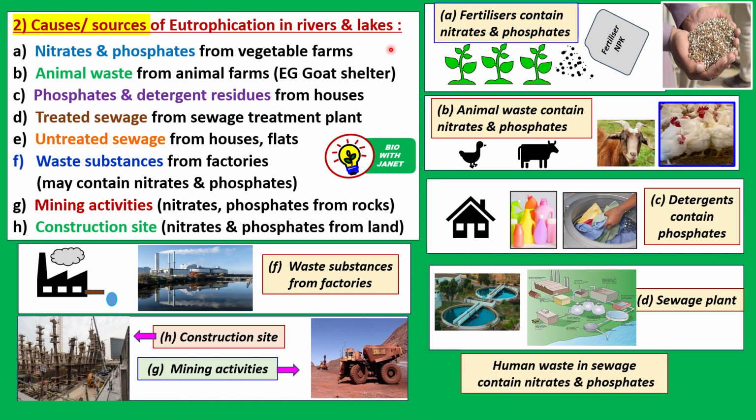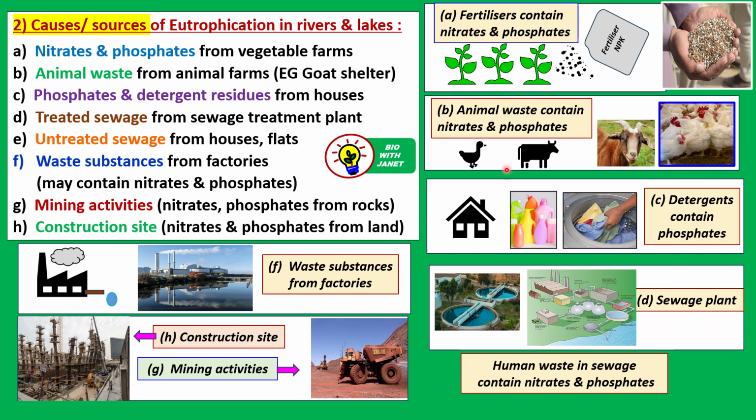Now, based on the textbook, there are other sources of eutrophication in rivers and lakes. All right. Now, let's go through the whole list. Nitrates and phosphates from fertilizers used on vegetable farms. This one we discussed just now. Animal waste from animal farms also contain nitrates and phosphates.